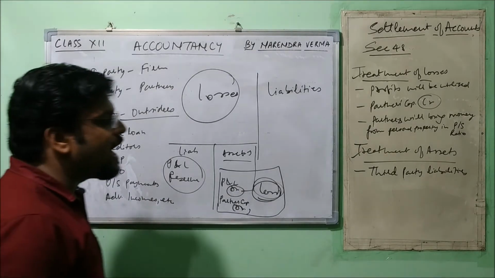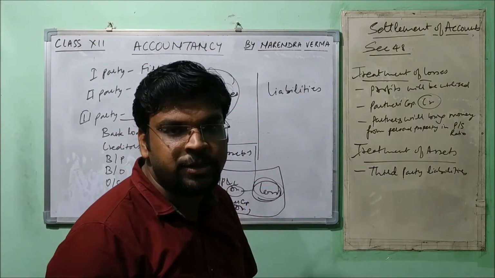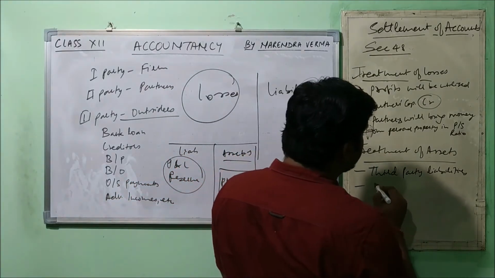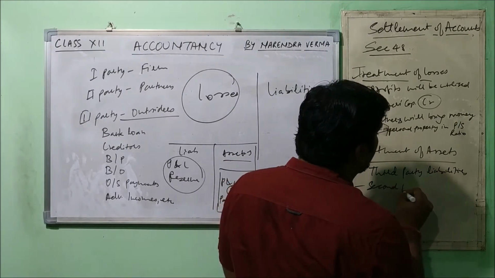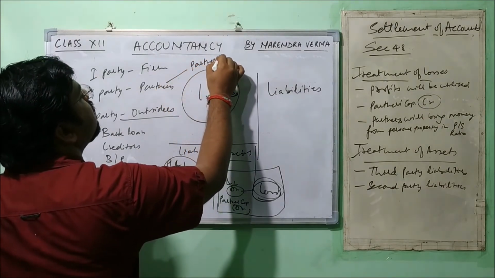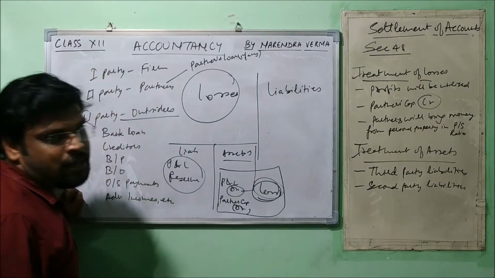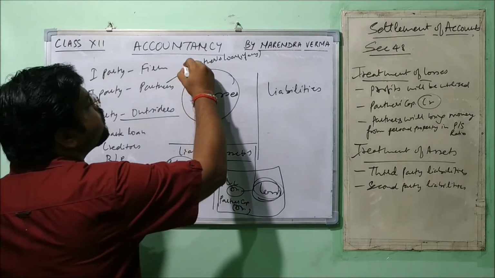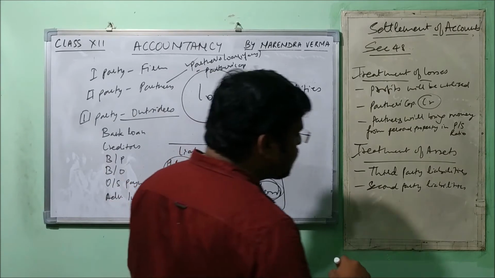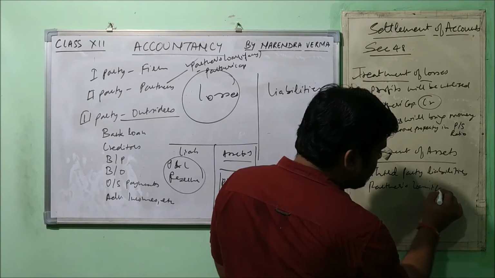So very first, after selling the assets, the firm is supposed to pay the third party liabilities. Then if any amount is left, the firm is supposed to pay the second party liability. And what is the second party liability? Second party liability means partner's loan, if any. It means partner's capital as well, right? But first preference is given to the partner's loan and then partner's capital. If we see the sequence, it's better to write down the partner's loan, if any.